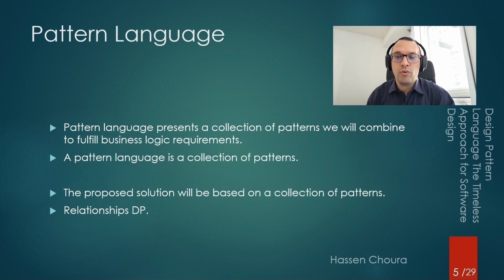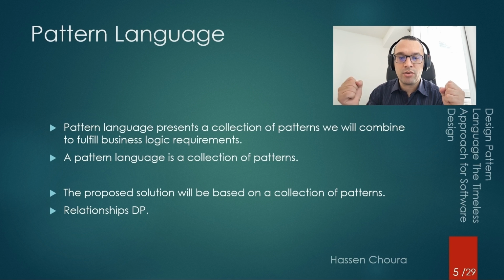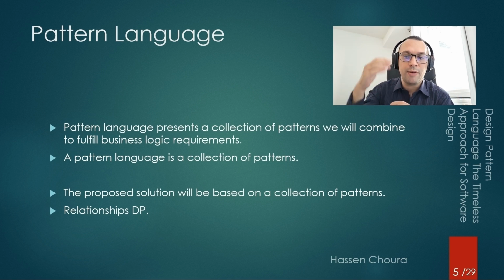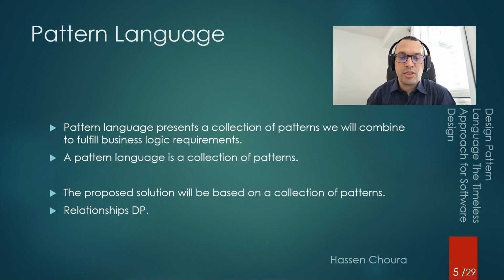For example, we may say that the pattern A will use the pattern B, or even we may opt for other relationships, like pattern A will be crossover with pattern B to have a pattern C. All those relationships need to be defined in the pattern language so that we will be able to use them in the most appropriate way.